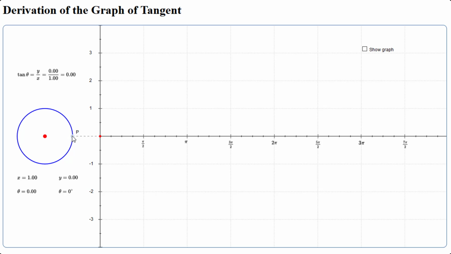as I move P around the unit circle, you'll notice that the function is increasing, and it actually is increasing very rapidly until we get to the point where we're at 90 degrees. But at 90 degrees, the coordinates of point P would be 0 on the x, 1 on the y. So when we evaluate the tangent, y divided by x is 1 divided by 0, which is infinity. So that's where we're getting our first vertical asymptote.